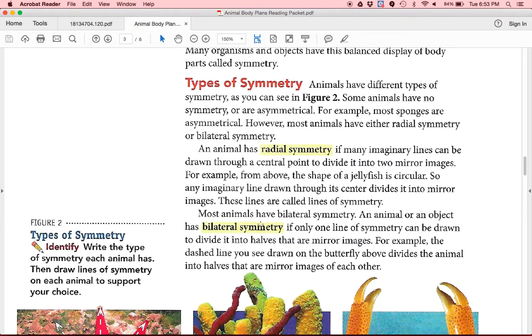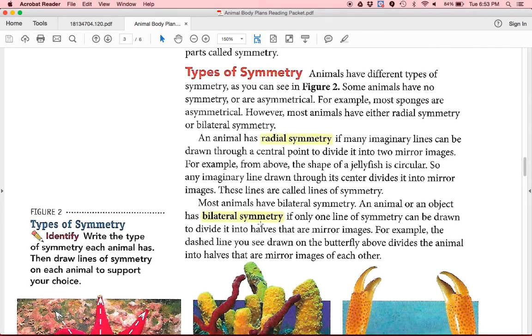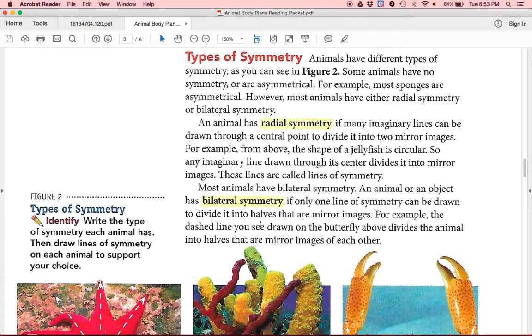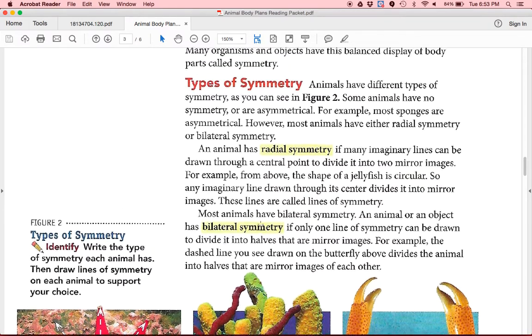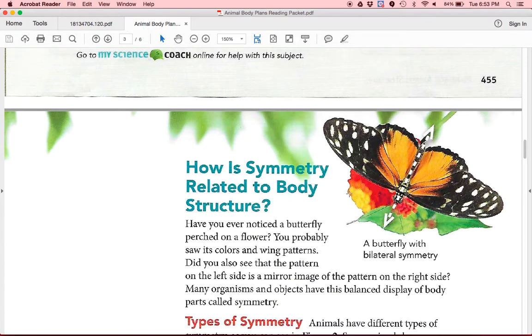Most animals have bilateral symmetry. An animal or object has bilateral symmetry if only one line of symmetry can be drawn to divide it into halves that are mirror images. For example, the dashed line you see drawn on the butterfly above divides the animal into halves that are mirror images of each other. So this is bilateral symmetry. You can just draw one line and each half is a mirror image of the other.